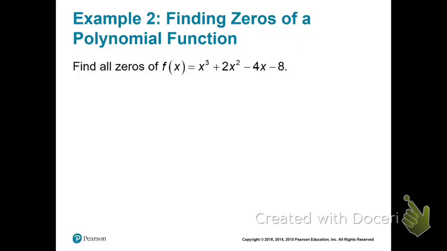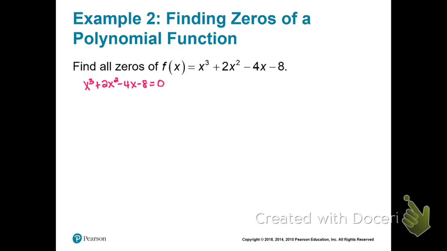Alright, so we're going to find all the zeros of that polynomial there. So let's set our equation equal to 0. So x cubed plus 2x squared minus 4x minus 8 equals 0. And now we get to factor. What was our first step of factoring? Do you remember?